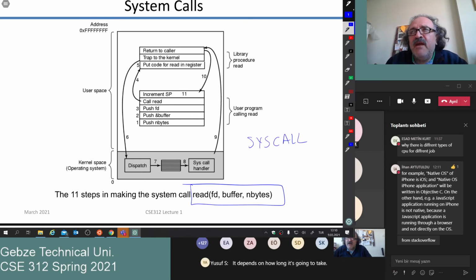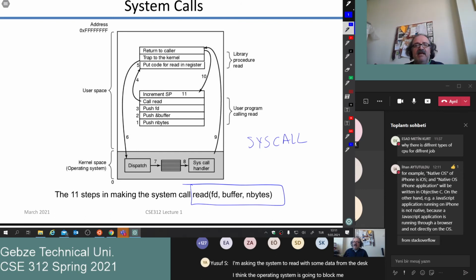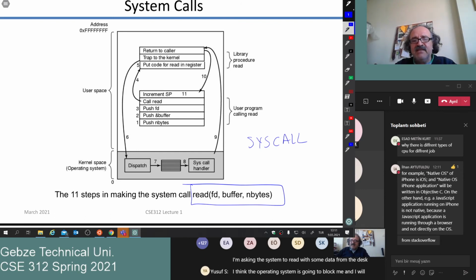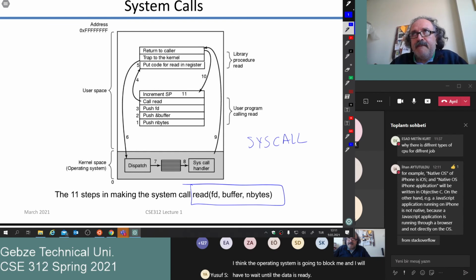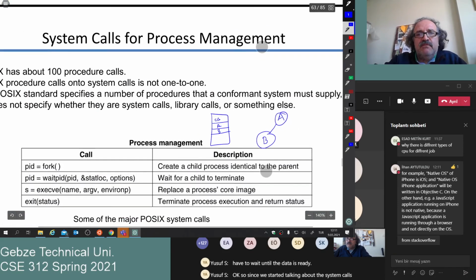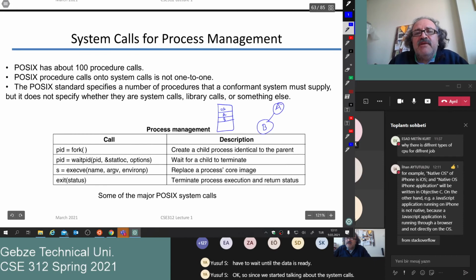If I am asking the system to give me the time, I think it's going to be instant. It's going to give the time. But if I am asking the system to read me some data from the disk, I think the operating system is going to block me, and I will have to wait until the data is ready. Okay, so since we started talking about system calls, let's talk about system calls again.